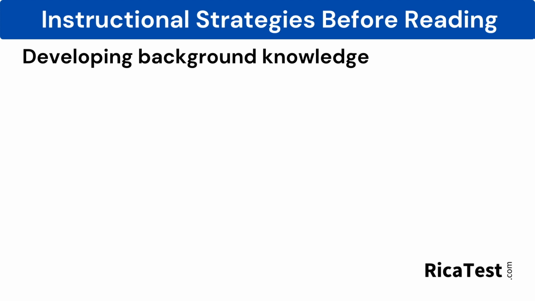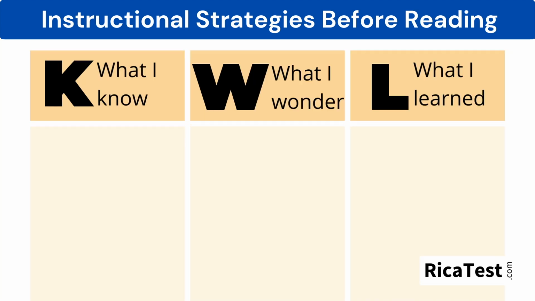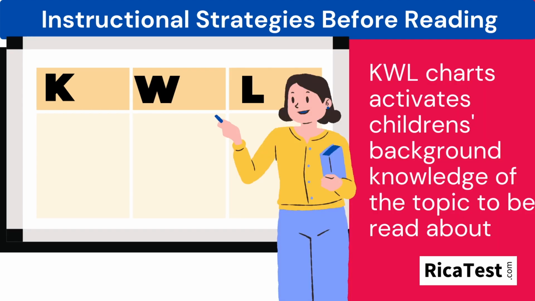One of our favorite explicit instructional strategies for orienting students to new texts that you can use on your RICA test is using the KWL chart to develop your students' background knowledge. This is where a teacher divides the whiteboard or chart paper into 3 columns with the letters K, W, and L. The acronym stands for What I Know, What I Want to Know, and What I Learned.